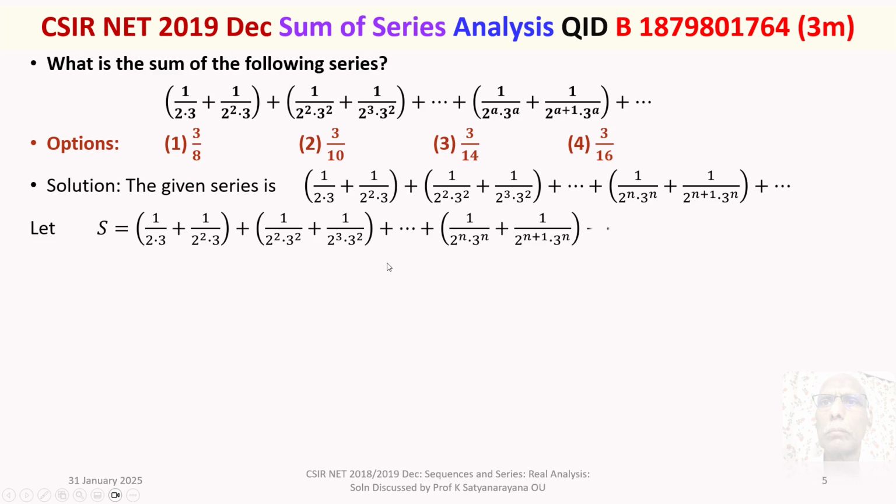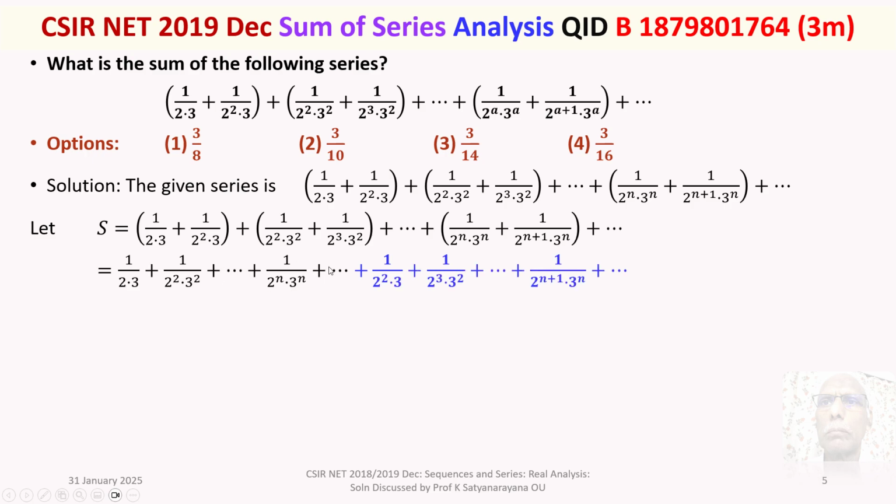Now write it as sum of 2 series. The first one is 1 by 2 into 3 plus 1 by 2 square into 3 square plus 1 by 2 power n into 3 power n plus so on and so forth. The second series is 1 by 2 square into 3, that means the second terms of each bracket, plus 1 by 2 cube into 3 square plus so on and so forth, 1 by 2 power n plus 1 into 3 power n plus so on and so forth. You keep the first series as it is.